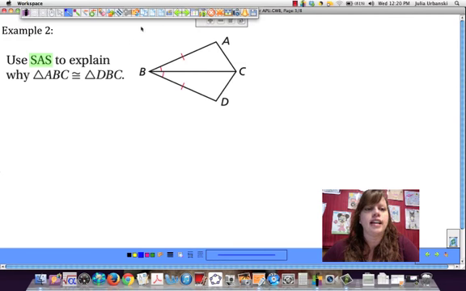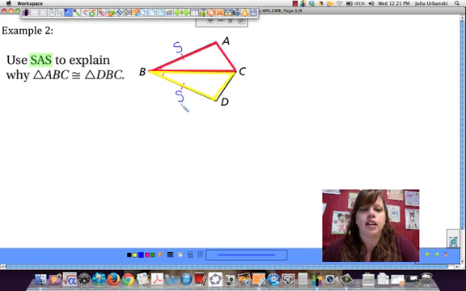For side, angle, side, it's slightly different. We're going to begin with triangle ABC, and we're going to show that that triangle is congruent to triangle DBC. Okay, and we're going to start with what we're given already. This congruent mark matches this congruent mark, so this side in red is congruent to this side in yellow. Likewise, this congruent mark goes with this one, so this angle in red is equal to this angle in yellow. So we have a side and an angle that match.